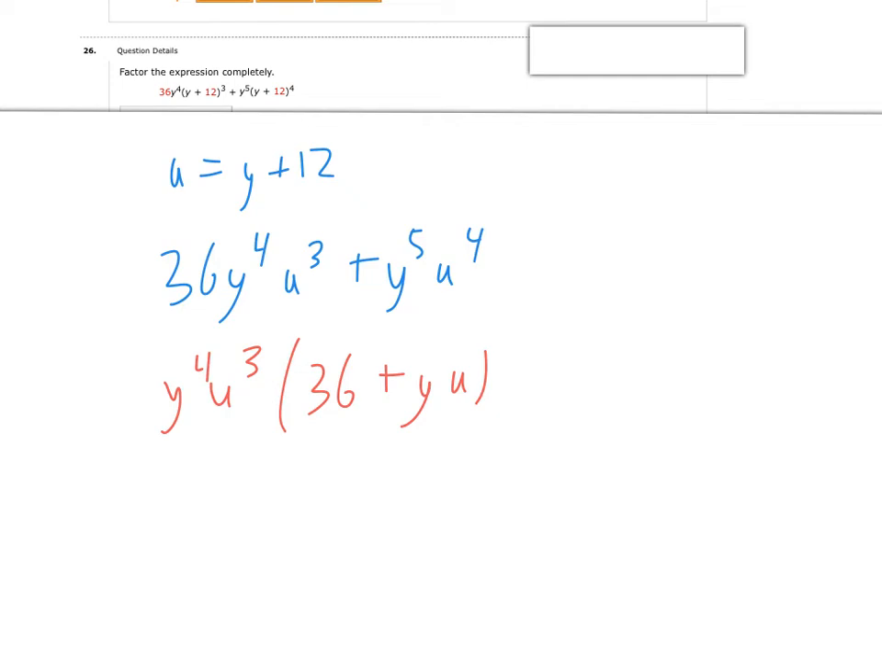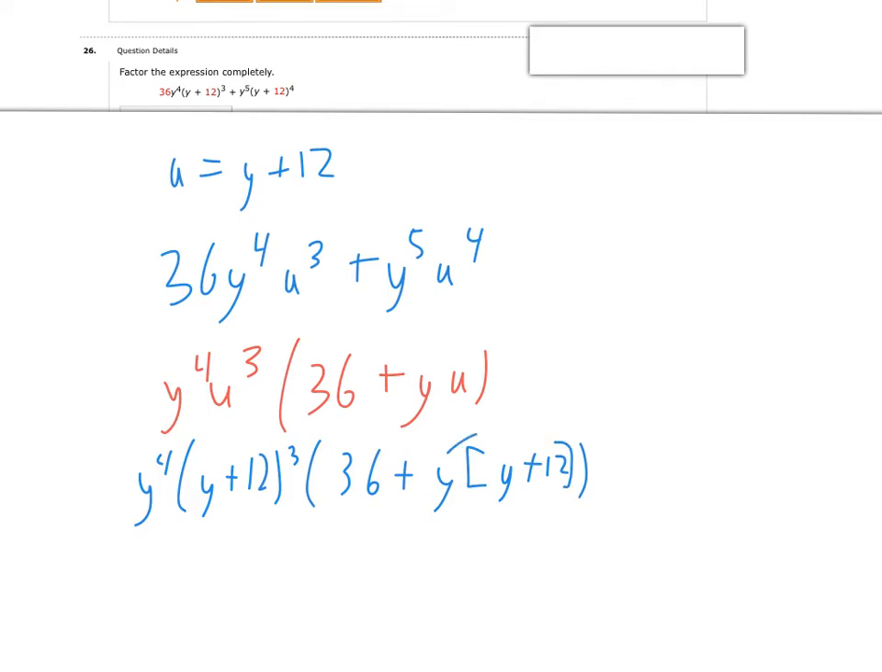And so I'm going to go ahead and do that. So it's going to be y to the 4th times y plus 12 to the 3rd times 36 plus y, and I'll go ahead and do a bracket here since I'm reinserting and it has something multiplying, y plus 12. And so I need to distribute into there, so it's going to be y squared plus 12y. There's no like terms, but I'm going to go ahead and rearrange this as y squared plus 12y plus 36.